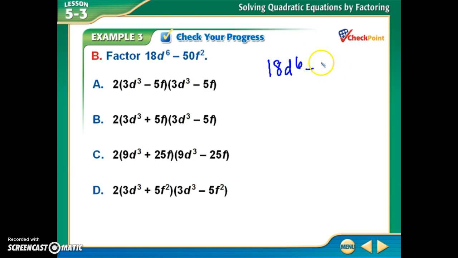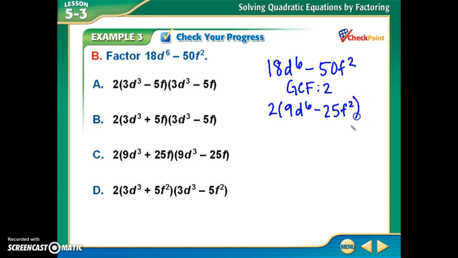Looking at 18d to the 6th minus 50f squared, as of now, I don't see perfect squares. Our variables are okay, but 18 and 50 are not perfect squares, so we have to look for a GCF. Well, in 18 and 50, 2 goes into both, so our GCF is 2. If we pull out a 2, we're left with 9d to the 6th minus 25f squared. 9 and 25 are perfect squares. The square root of 9d to the 6th is 3d cubed. And the square root of 25f squared is 5f.